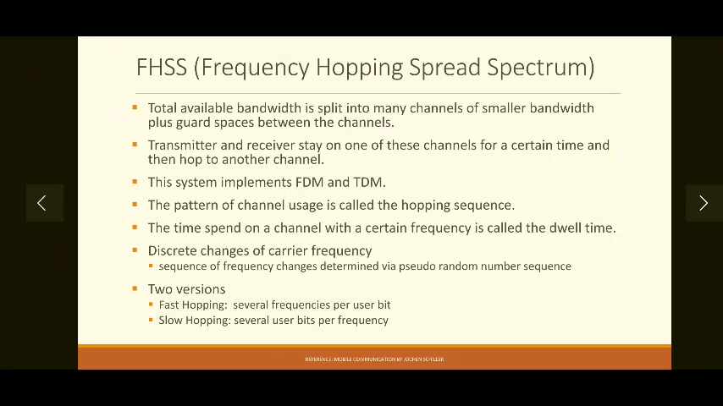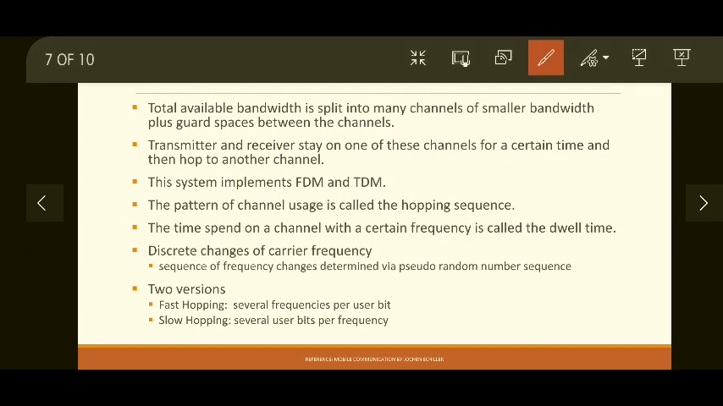Now FHSS stands for frequency hopping spread spectrum. In this particular technique, the entire available bandwidth is split into many channels of smaller bandwidth, plus guard spaces between them to avoid adjacent channel interference. Interference between two consecutive channels is called as adjacent channel interference, ACI.